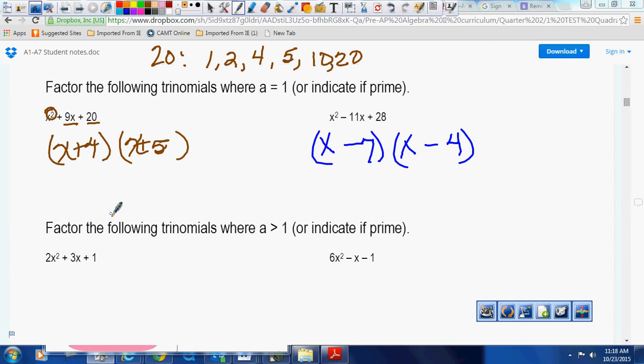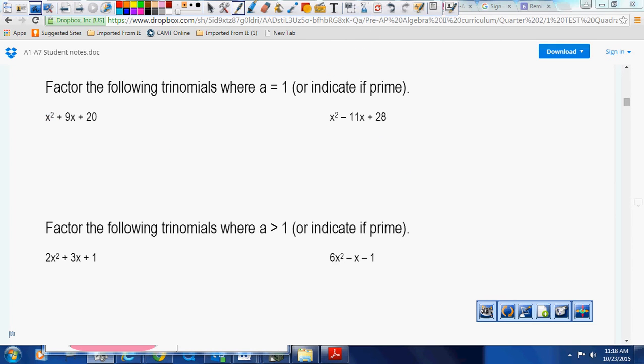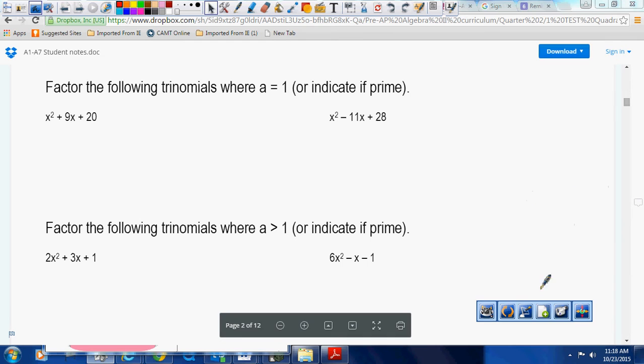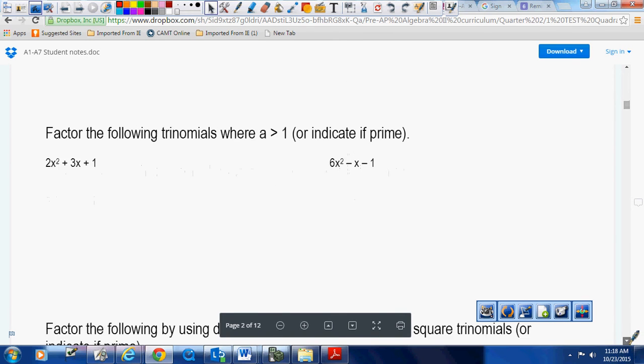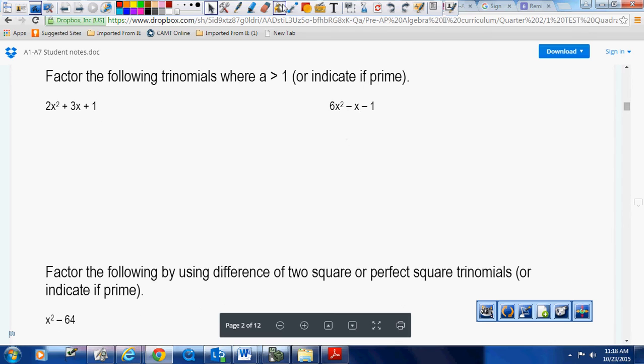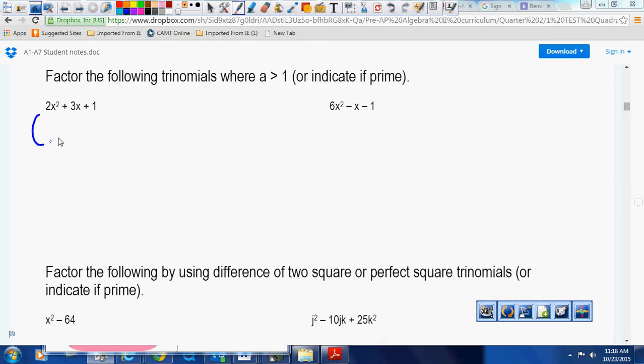So let's go on to the third set of problems. So when I go down to factor these, I know again that I'm going to have two terms. But the difference here is I know one's going to have to be a 2x and one's going to have to be an x.